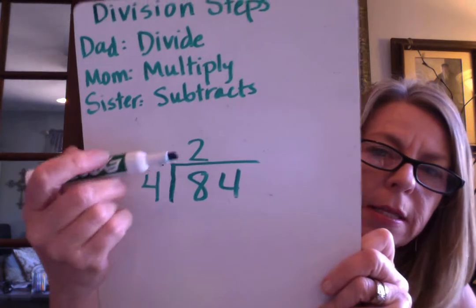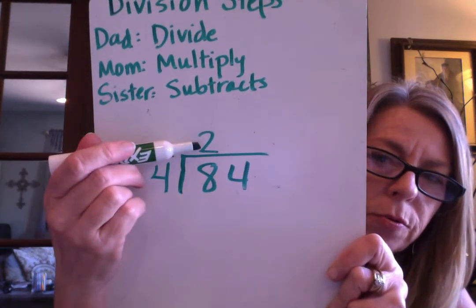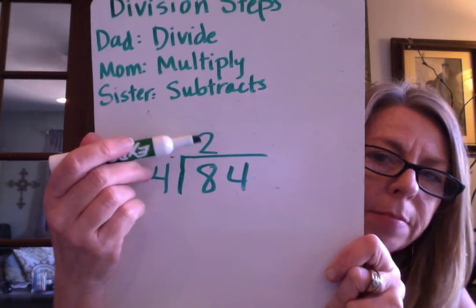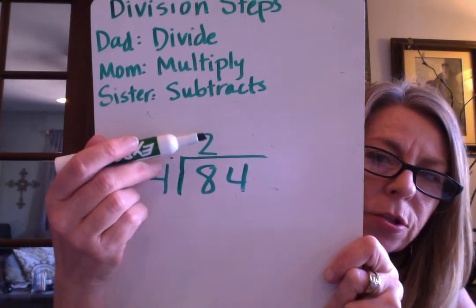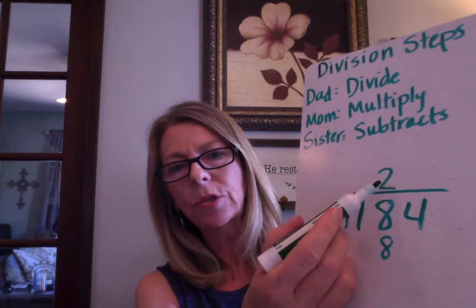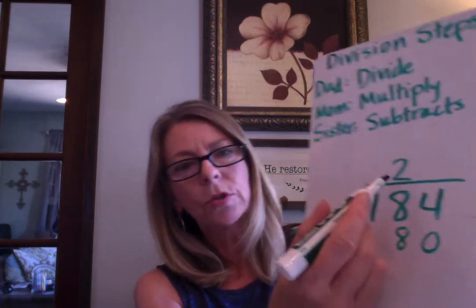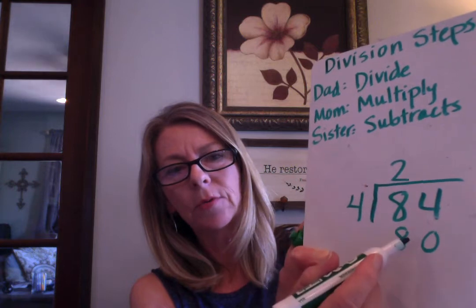Okay, I'm going to get rid of my other division problems so we don't get mixed up here. Okay, so we put our 2 in the tens column. All right, so 8 tens divided by 4 equals 2 tens. And then mom comes and multiplies. And she says, yeah, 2 tens times 4 equals 8 tens. Now think about how we would write 8 tens. Remember, this is not 2, it's 2 tens, right? So we're going to write 2 times 4 tens equals 80.